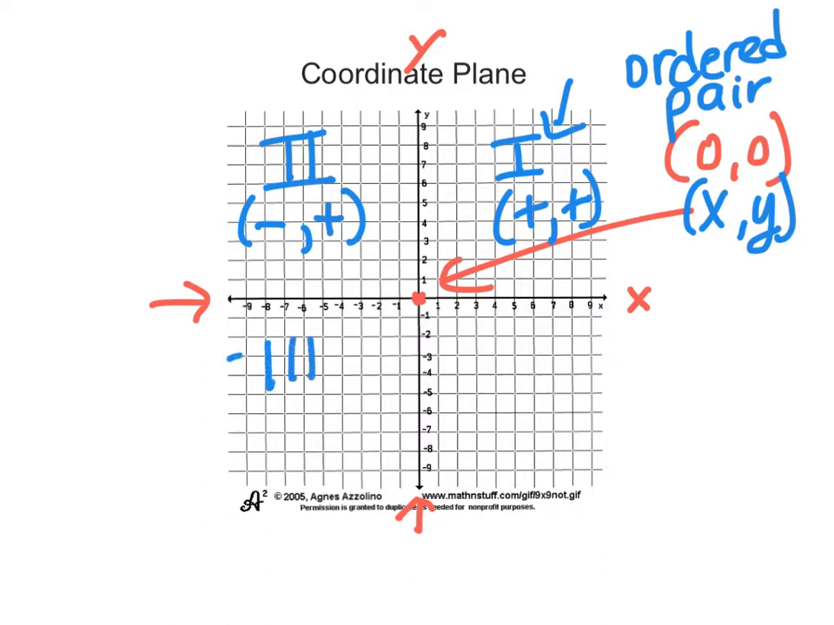This is the third quadrant. In the third quadrant, both values of x and y are negative, because you're going to the left of 0 on the x-axis and you're going below 0 on the y-axis. And now the fourth quadrant: here, the x value would be positive because you're to the right of 0 on the x-axis, and the y values would be negative.